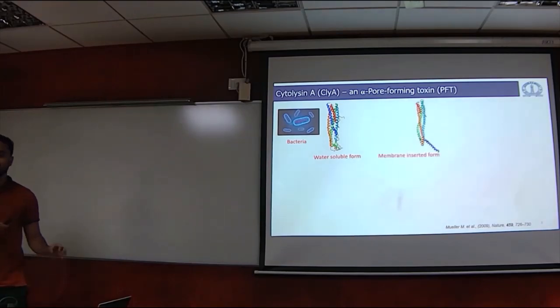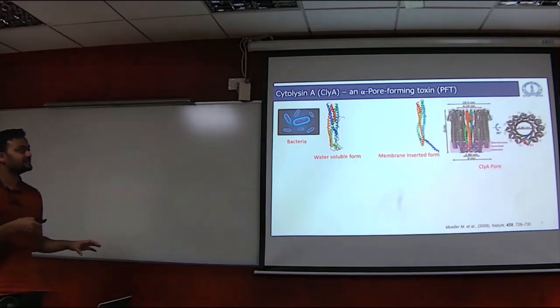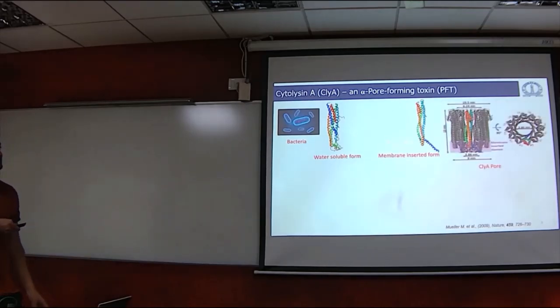Once it interacts with the host cell membrane, it converts to this membrane inserted form, which is a protomer form. And then 12 such inserted forms interact with each other and form a dodecameric pore structure, where this region is the membrane inserted domain, and the diameter of this is around 2.86 nanometers.